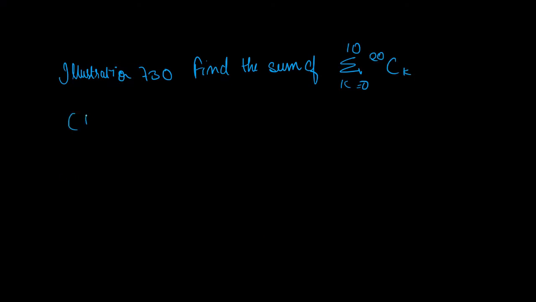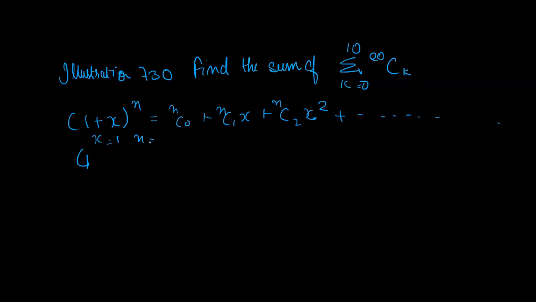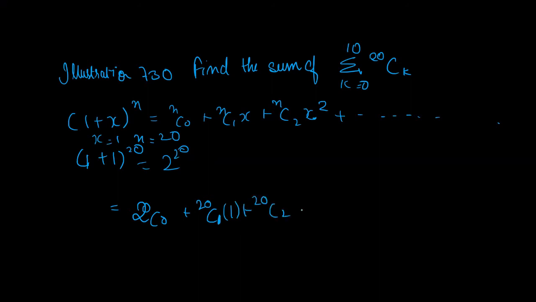First thing that we have done from the Hall and Knight's book: 1 plus x to the power n was nC0 plus nC1 x plus nC2 x square and goes on. If I take n as 20 and I put x equal to 1, it will become 1 plus 1 to the power 20, that is 2 to the power 20. You open it in the same way: 20C0 plus 20C1 plus 20C2, and it goes on till 20C20.